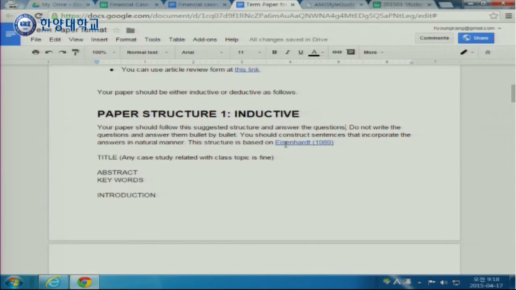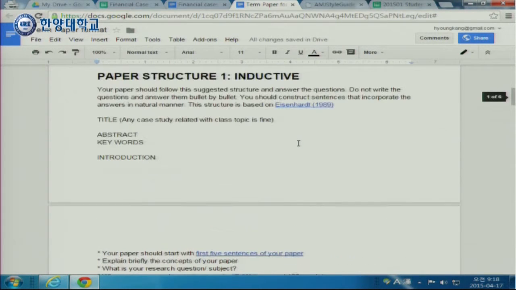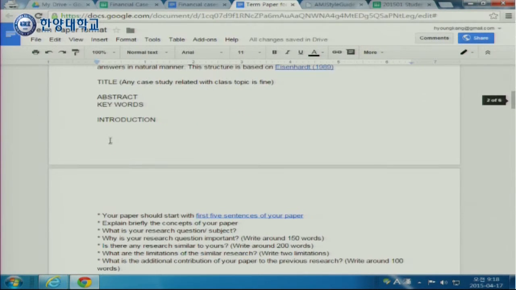This structure is based on Eisenhardt. So if you have more questions about this inductive structure, you can download this paper and check it. Basically, I follow this approach. So first, there should be a title. Any case study related to the class topic is fine. It can be a case study or other quantitative study, qualitative study, it doesn't matter. So any title and abstract keywords. For detailed information, again, please check the AMJ style guide in the PDF file, this one.